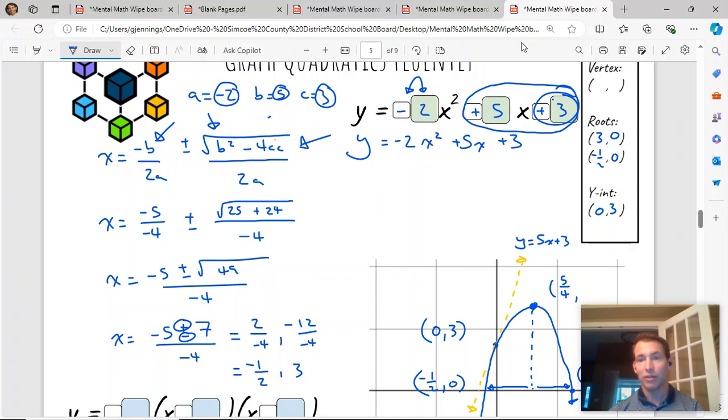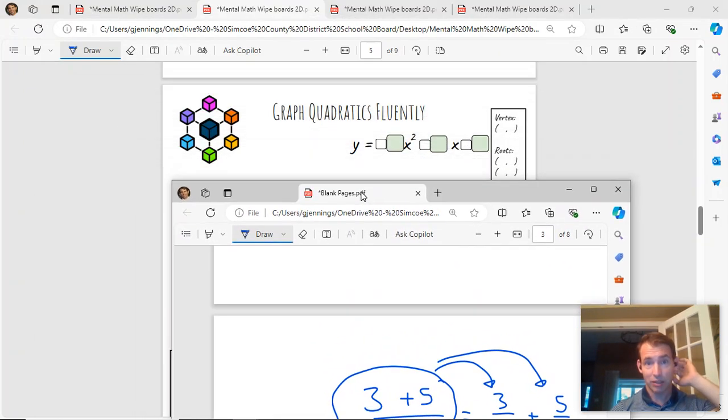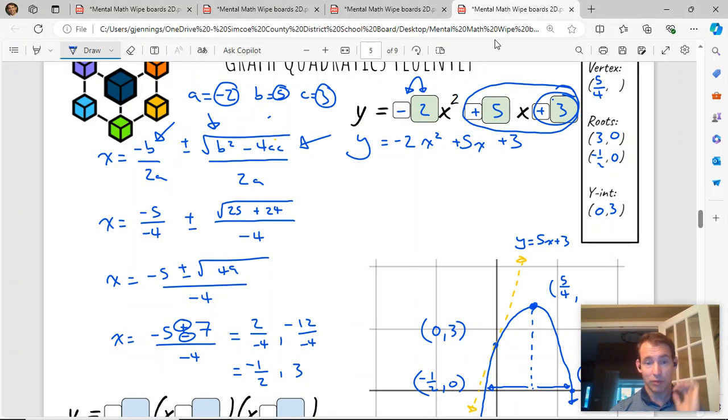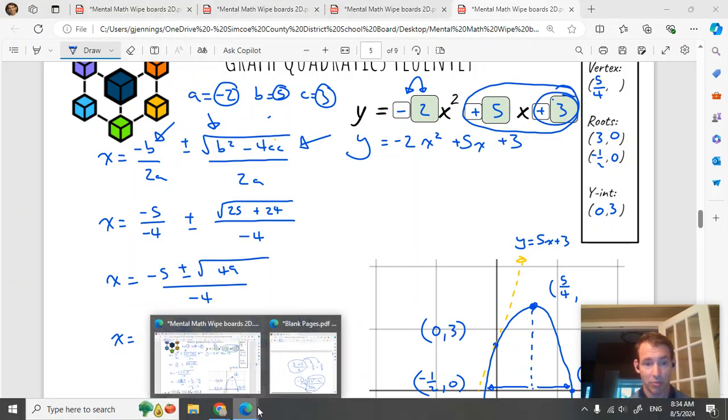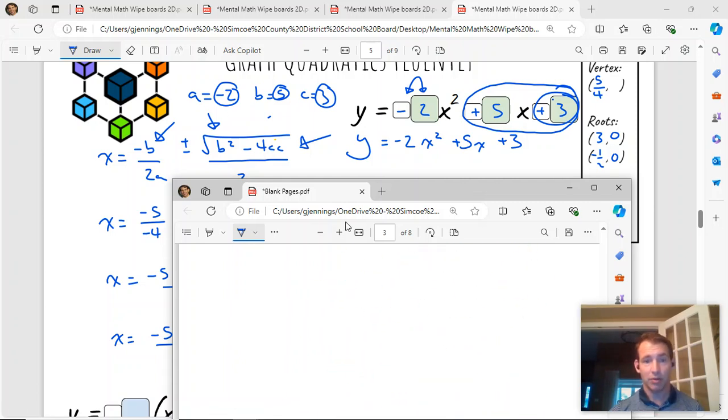Last thing to find is the vertex. Great thing about that is we already know the x value, so you don't need to complete the square to find the y value. You can just sub and solve. So let's get ourselves some space where we can do that. I'm just going to put my paper underneath where I'm working and copy that out.